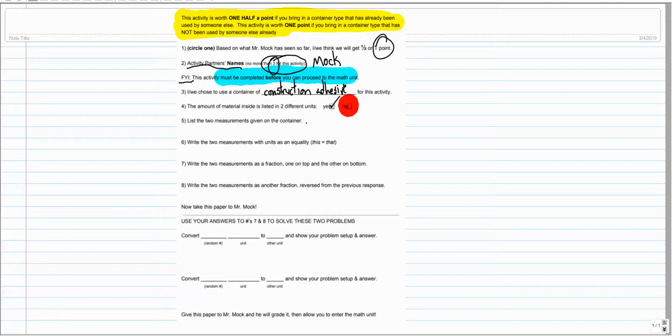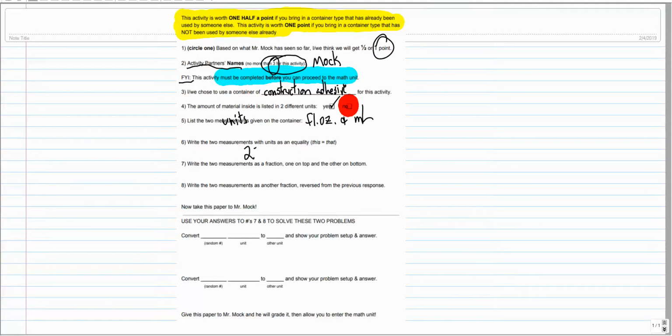It was listed in, I should have put units here. List the 2 units. We've got fluid ounces and we've got milliliters. Okay, write the 2 measurements with the units as an equality. This equals that.